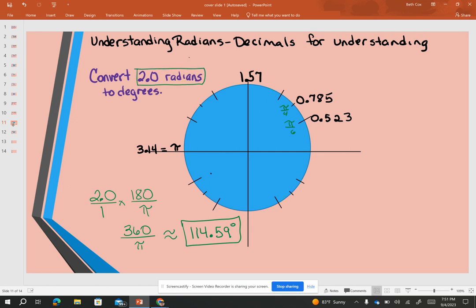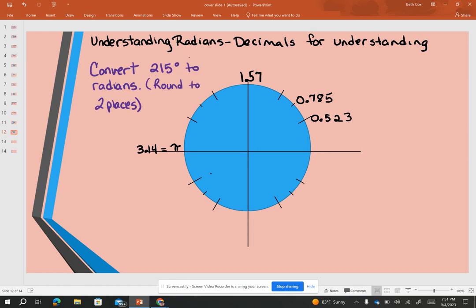And 114 degrees, if you recall, is somewhere around here, because this is 120 degrees. And so it's around here somewhere. That would be 2 radians. Okay? So just to kind of give you an idea of how we do that. All right? And 215 degrees to radians.